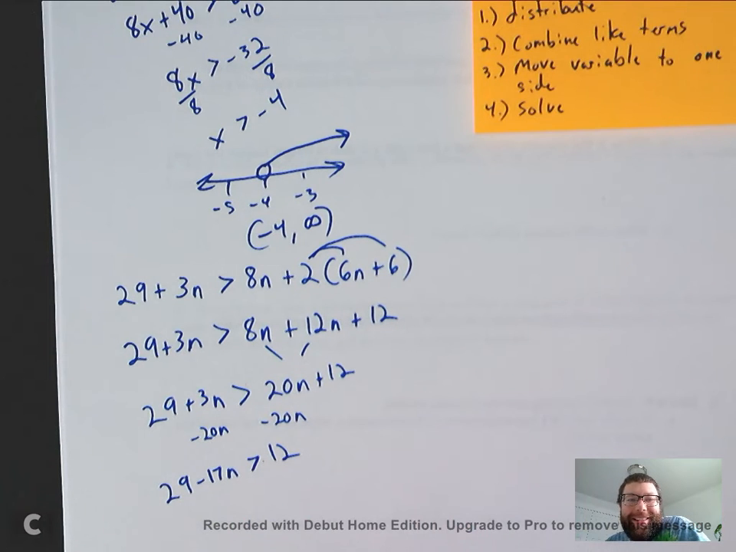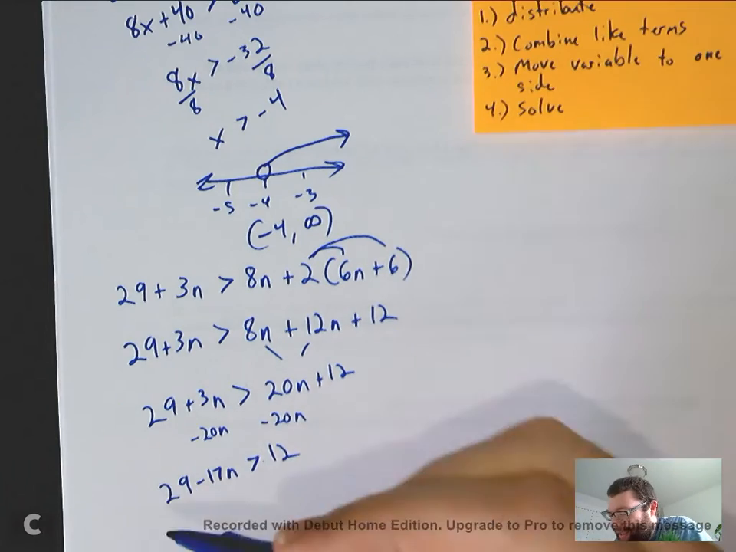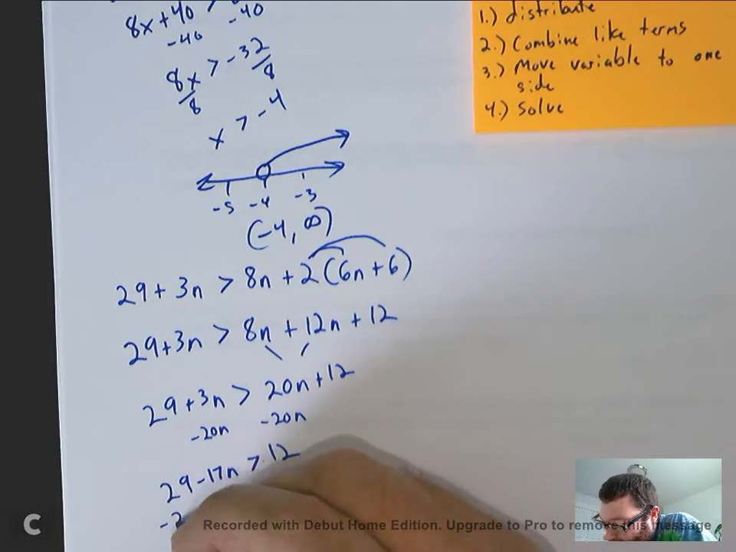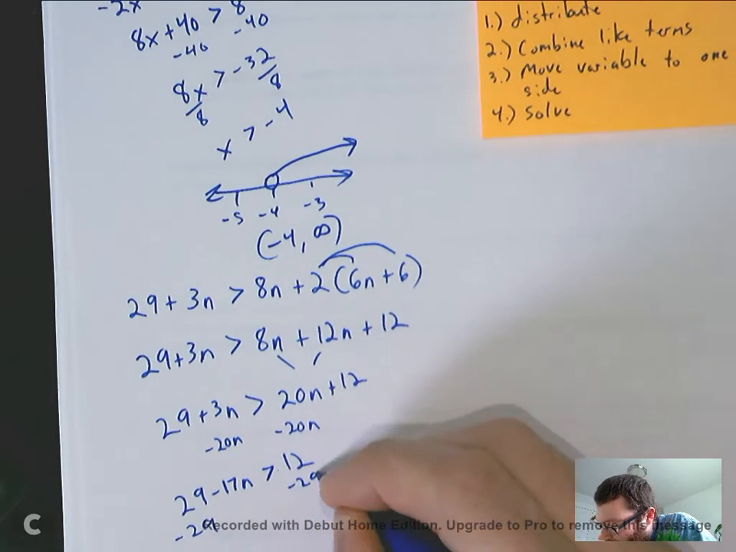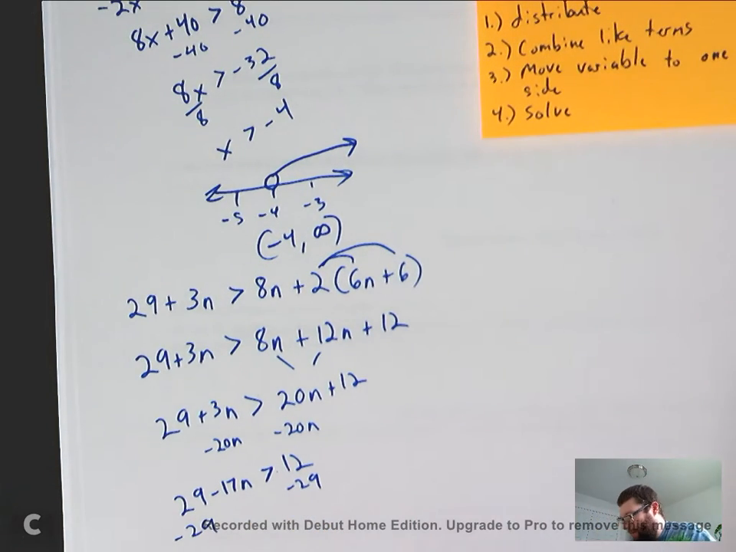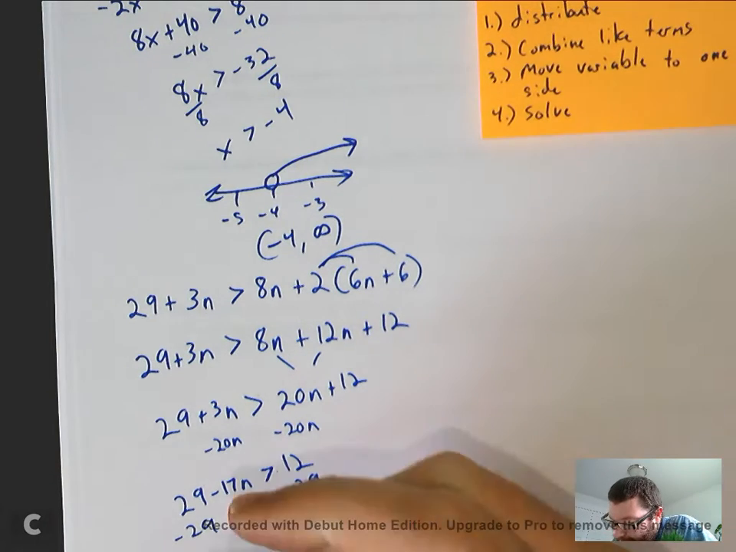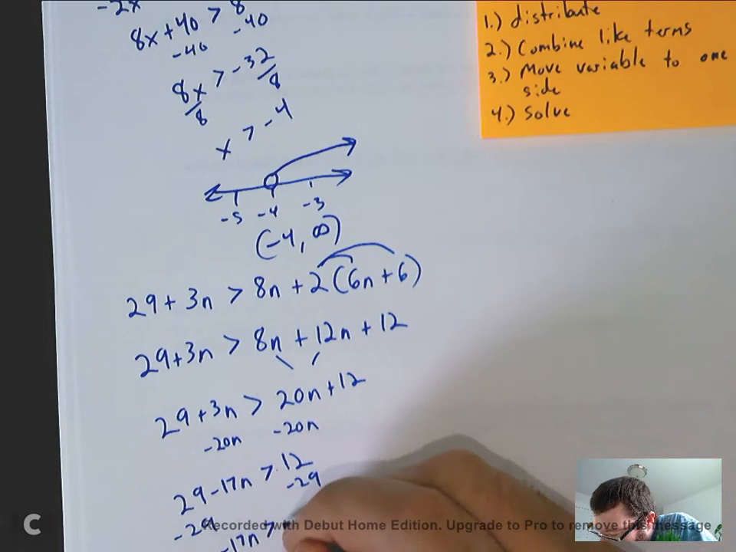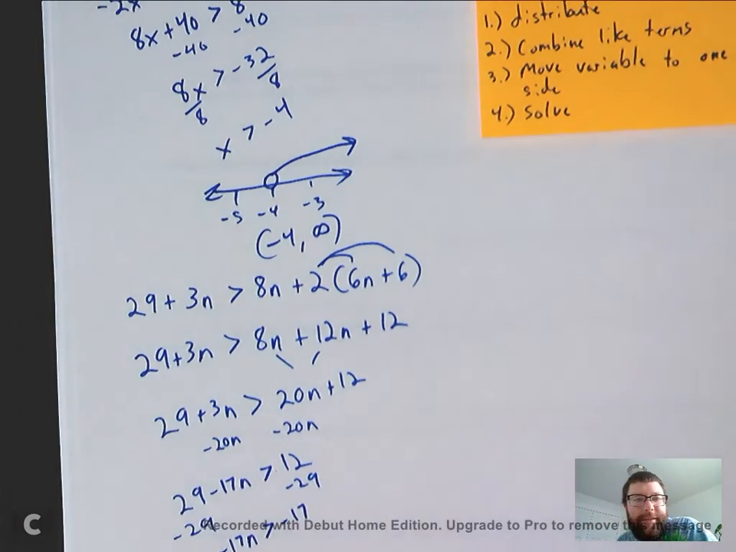Okay, still not quite done. I've got my party problem now. So now I'm going to try to get the n by itself. I've got an acquaintance and a best friend. Going to move the 29 first by subtracting. 12 minus 29 should be negative 17, right? Yep. Negative 17n is greater than negative 17.